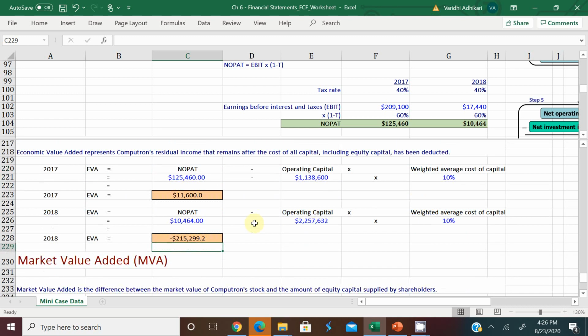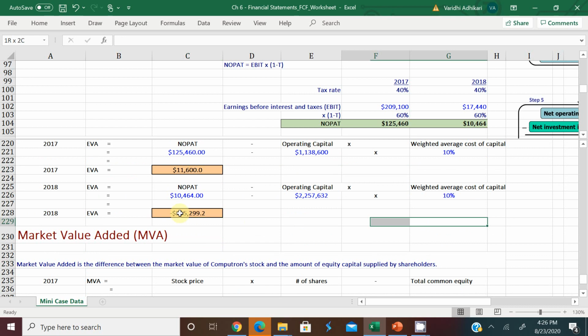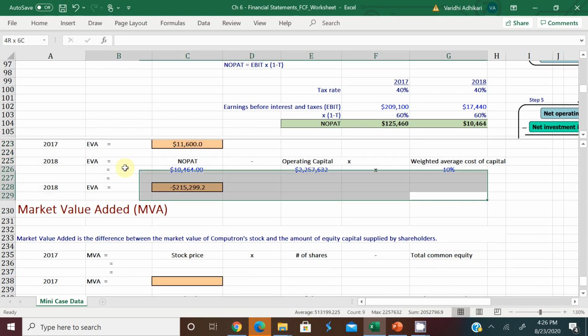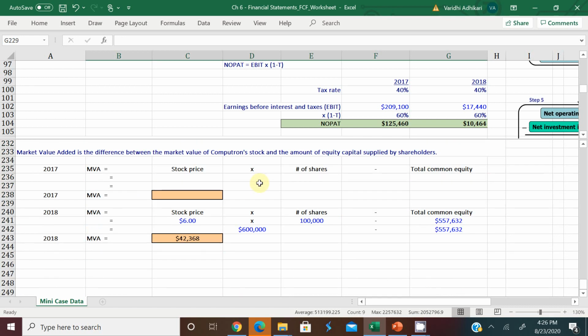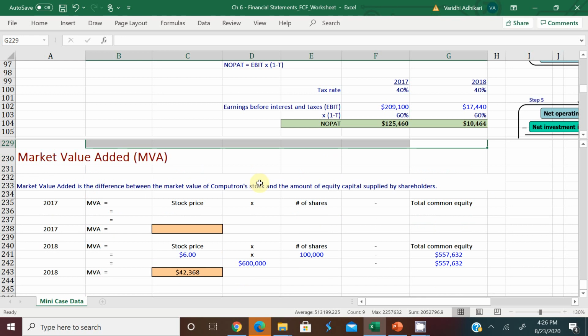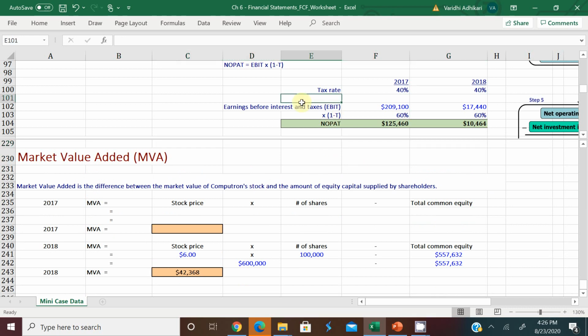So far, we are only analyzing internal performance measures using the internal financial statements. We can also look at another way to assess the performance of the company, which is to look at market information. So the other measure we're going to use is called the market value added. That is just the difference between the market value of this company's shares, how much the investors are willing to pay for its shares, compared to the shareholders' equity in the balance sheet.